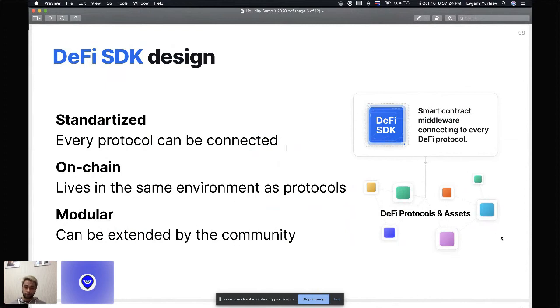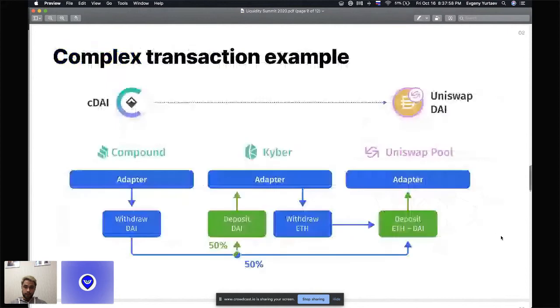And lastly, it should be modular, because the number of protocols, as I've shown before, is growing exponentially, and we, as a company, as Zerion itself, won't ever be able to keep up with all the growth, especially if it's exponential. So we wanted to make the DeFi SDK such that anyone or any team, even the protocol team itself, can create an adapter for the DeFi SDK, and whenever it's added, it would automatically appear in the Zerion UI.